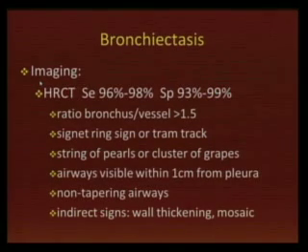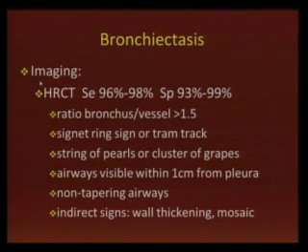In normal conditions, the bronchus and the vessel have the same size. So when you see that the bronchus is greater than the vessel and the ratio is more than 1.5, you can be sure that there is bronchiectasis. Also, you can see the signet ring sign, the dilatation of the bronchus with the adjacent pulmonary artery. If you have cystic bronchiectasis, you can see a cluster of grapes, mainly in the lower lungs.